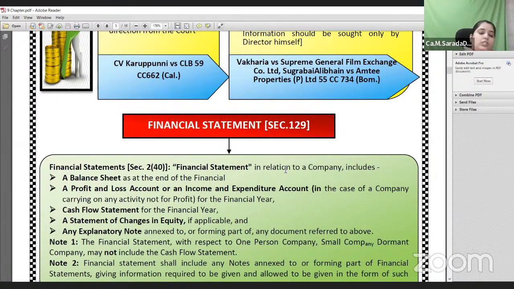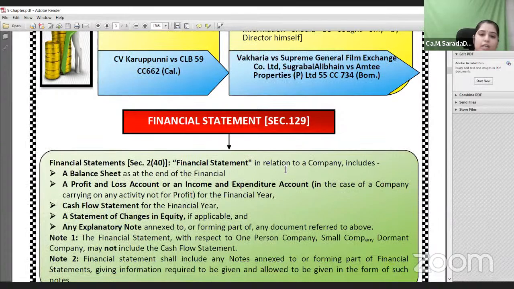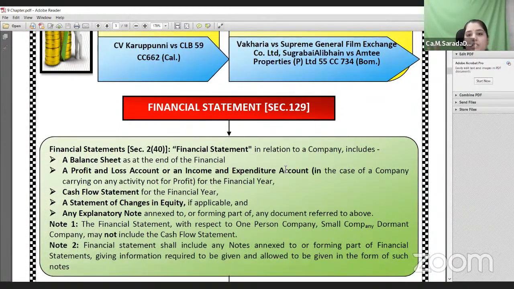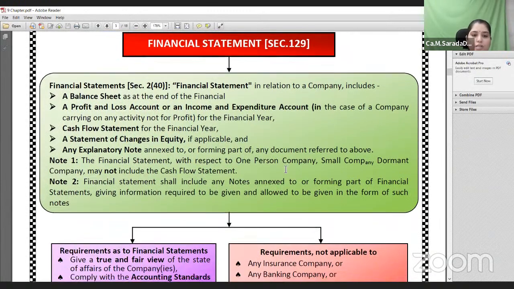Okay, as we all know, financial statements are nothing but the balance sheet and P&L account. In case of a non-profit organization, it is the income and expenditure account, cash flow statements or statements of changes in equity and explanatory statement related thereto. But in case of a one person company, small company, or dormant company, they will not include the cash flow statements. Cash flow statements are not included as a part of financial statements under section 240. Therefore, for the one person company, small company, and dormant company, financial statements just mean the balance sheet and P&L account, but not the cash flow statement. Okay, so these are the important aspects.